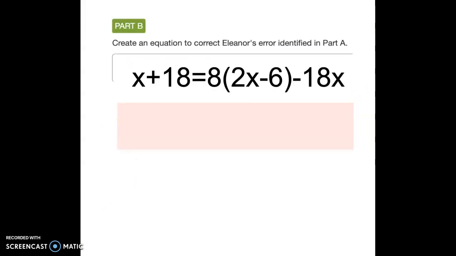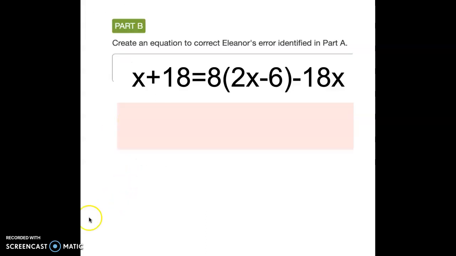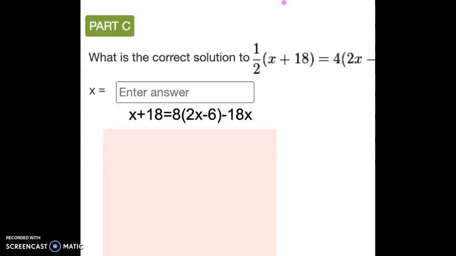So to fix that, we can quickly do it. We can rewrite everything else. The x plus 18 equals 8 times the quantity 2x minus 6. And we just need to put the minus 18x at the end. So that's how we would do part B of this.